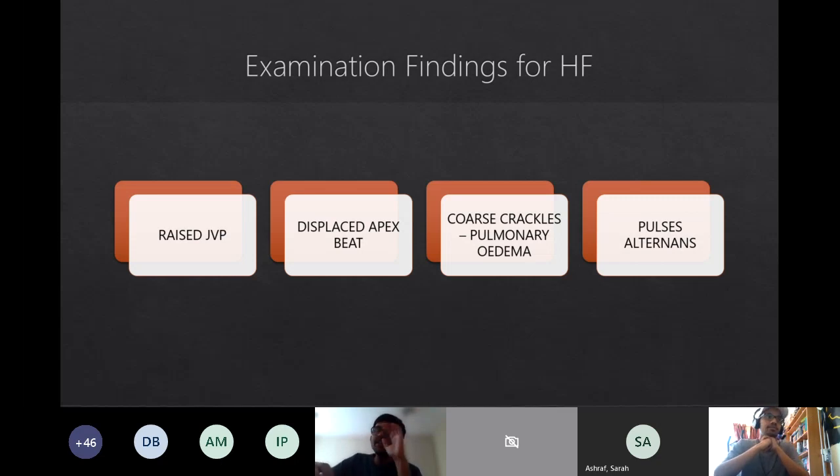The important ones that you are likely to pick up in examination are these ones. So raised JVP. Don't forget that their apex beat is often displaced because they've got ventricular hypertrophy. Coarse crackles. What's pulsus alternans? This is really noticeable, by the way. People say, oh, you can't pick up pulse signs. You can pick up pulsus alternans. Yeah, exactly. It's a strong pulse then a weak pulse. It's really obvious, one of the obvious pulse signs alongside the water hammer pulse.